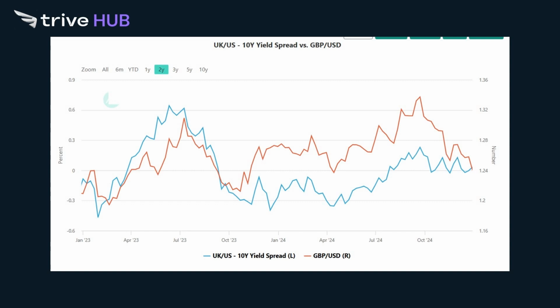The UK US 10-year yield spread, in the blue line, is falling, and it is also somewhat flat as of now. At the same time, the GBP USD returns are also declining. This downtrend suggests a shift where the US economy might have been catching up to or outperforming the UK economy, causing the GBP to depreciate relative to the US dollar.